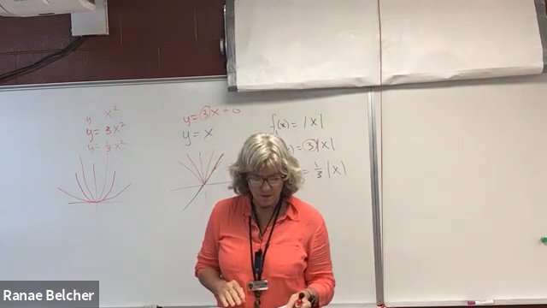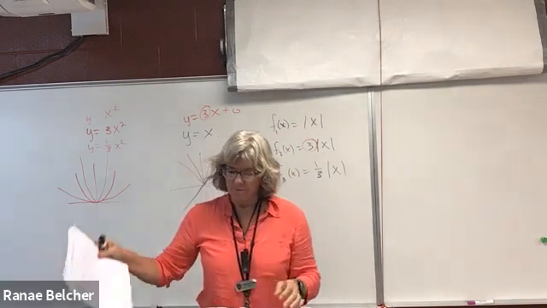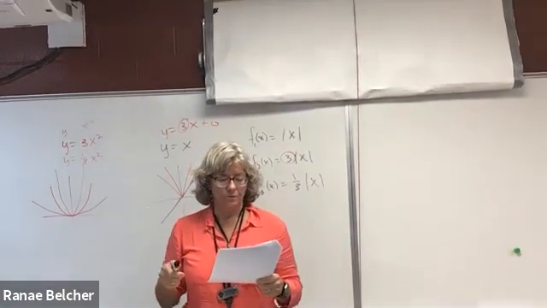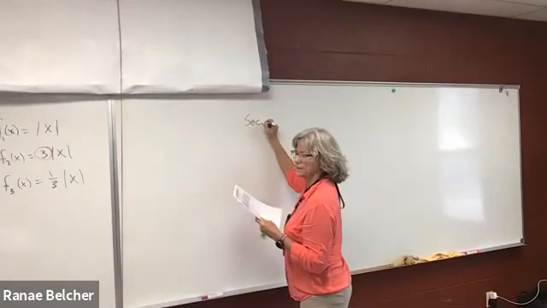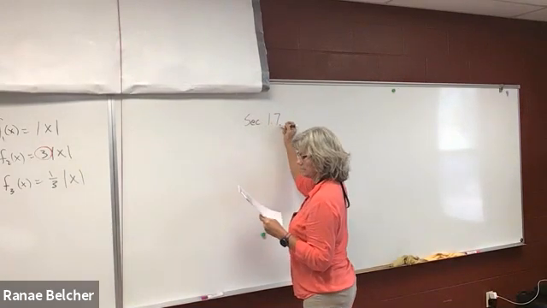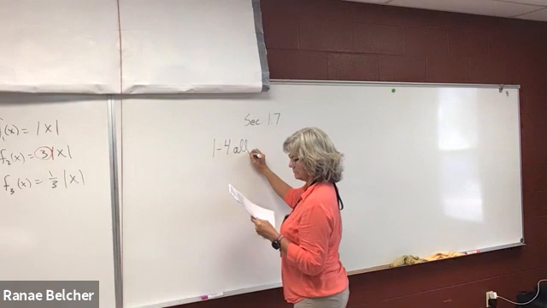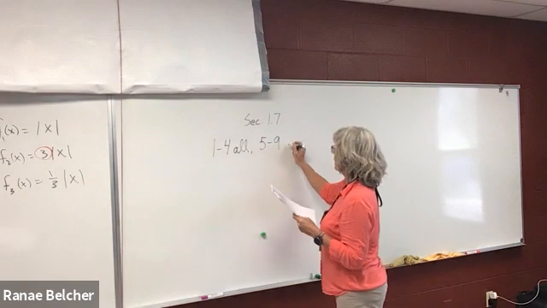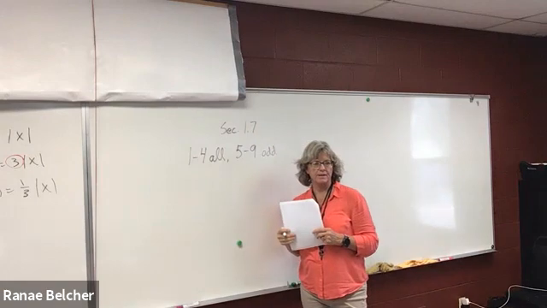Okay, so turn to page 72. And I'm going to have you start working on the exercises in class. And it's a weird group of numbers. So you need to write all this down, including the section number. Section 1.7. 1 through 4, all. 5 through 9, odd. How many of y'all have map pencils? Anybody have map pencils?